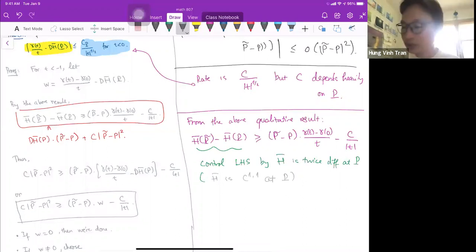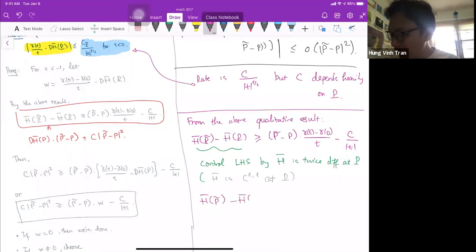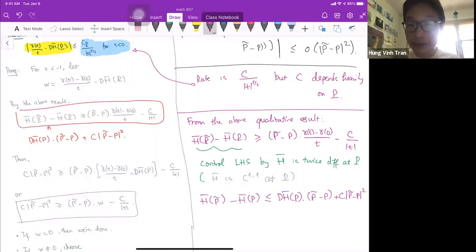I'm not using C2 because I'm just using the fact that h bar of P tilde minus h bar P is less than or equal to, I'm doing a Taylor expansion, right? So it's less than or equal to dh bar of P naught with P tilde minus P, plus the next order term. So I'm just going to write it as C times P tilde minus P squared. Just exactly a Taylor expansion.